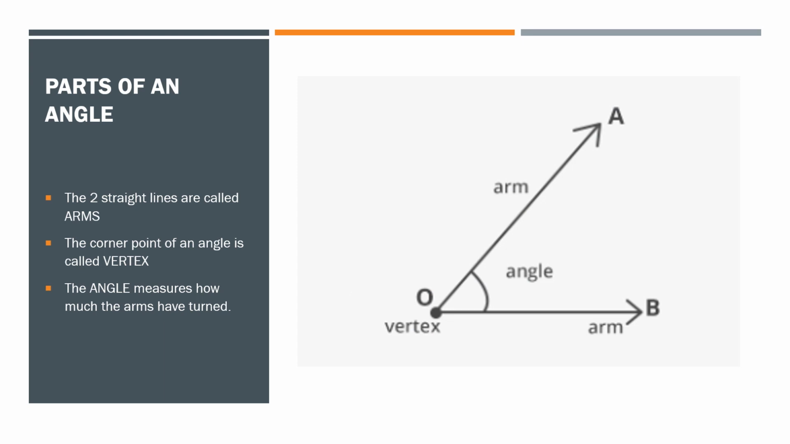Next, we will quickly look at the different parts of an angle. The two straight lines that connect at a point are called the arms of the angle. The corner point where the two lines meet is called the vertex, and the angle is measured by how much the arms have turned.